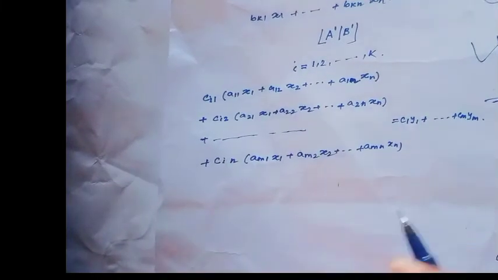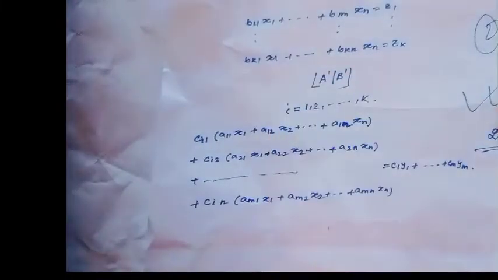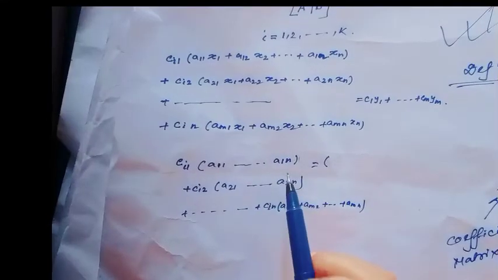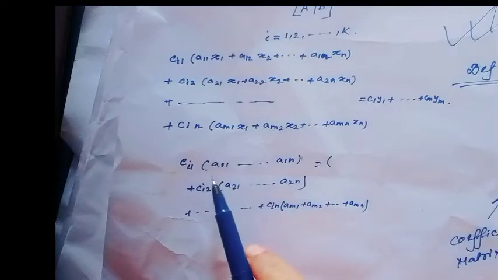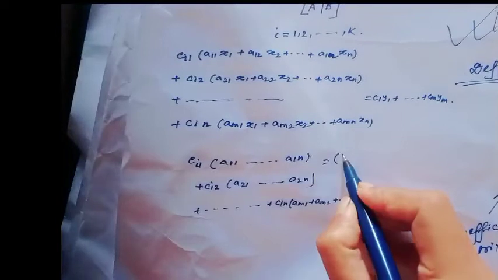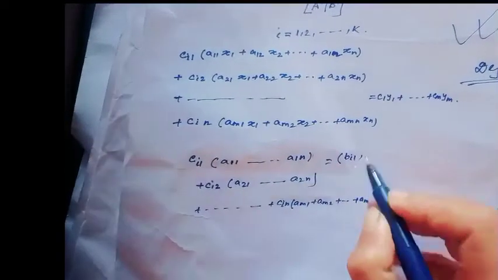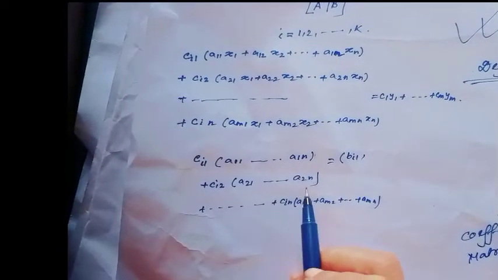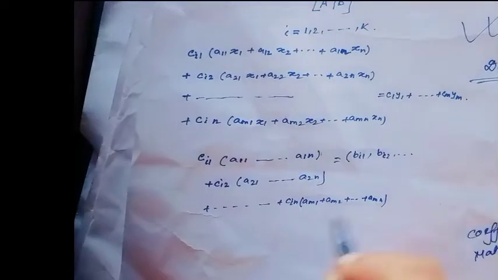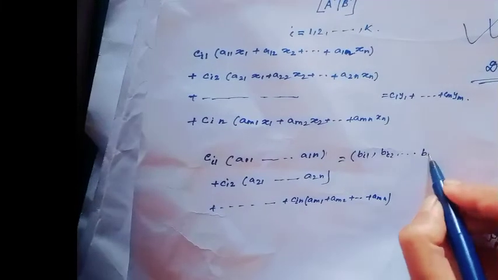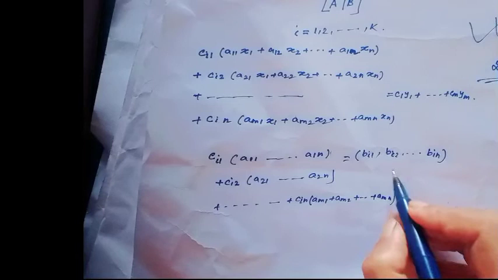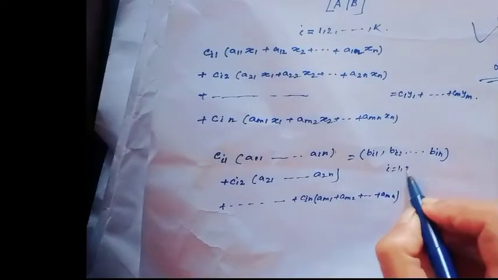That means, similar to the first row, the ith row would be such type. Actually the ith row of this matrix would be Ci1 times A11 up to A1n, this is actually Bi1, then Ci2 times A21 up to A2n, this is actually Bi2, up to Bin. This is the ith row of this matrix, where i equals 1 up to k.